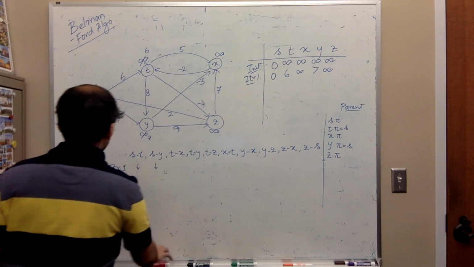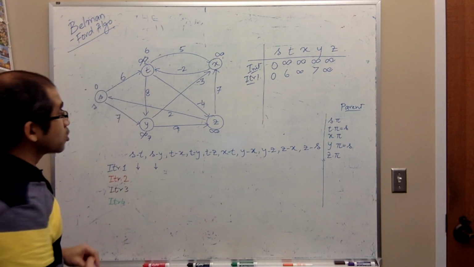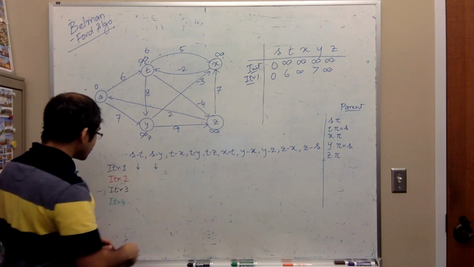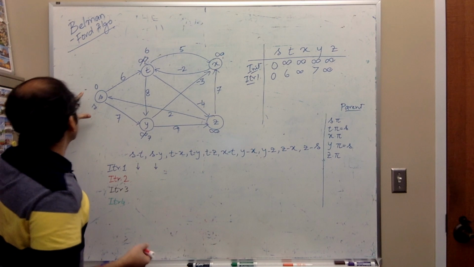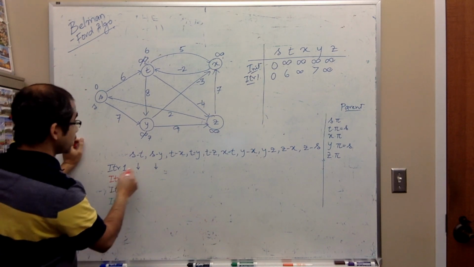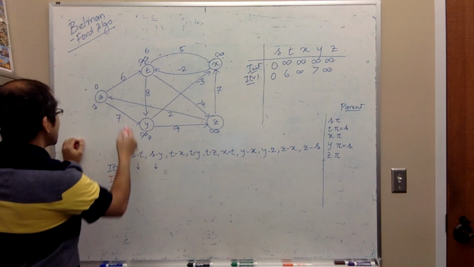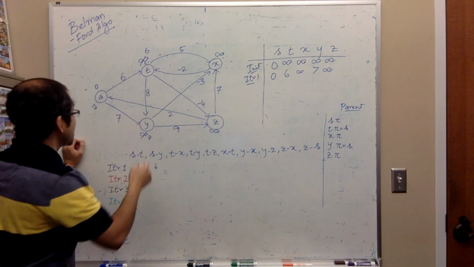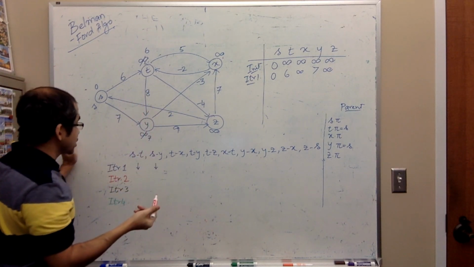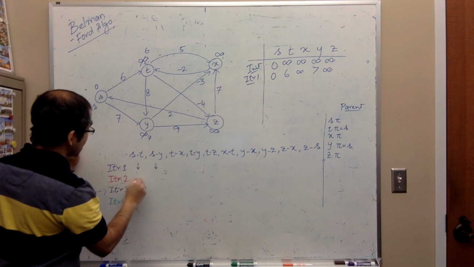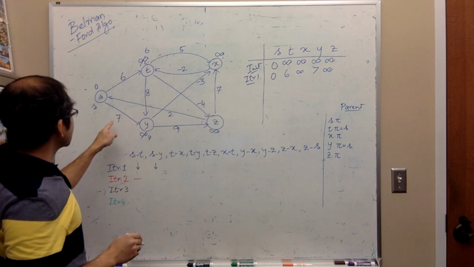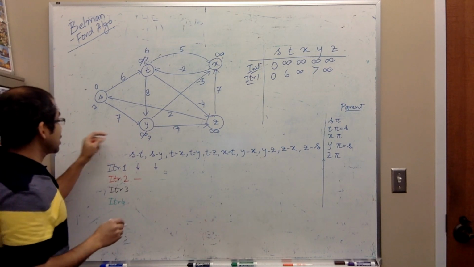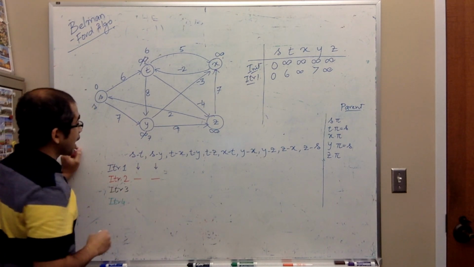So that's not very easily understandable. Now let's go to iteration 2. Okay, so in iteration 2 we start with the red pen. We will again go in the same order. S to t is 6, so there is no better distance estimate and we don't do anything, we put a dash. Similarly, s to y has the same distance estimate, nothing to change, so we put a dash.